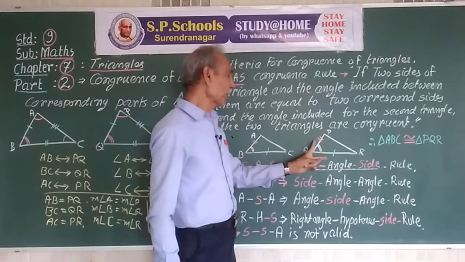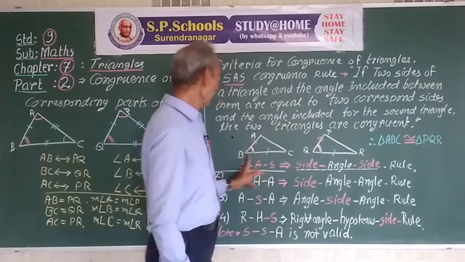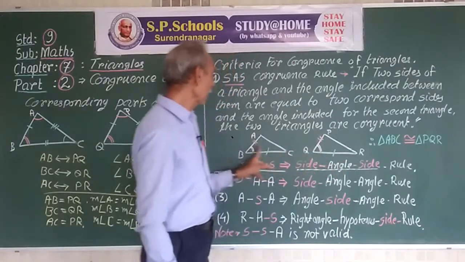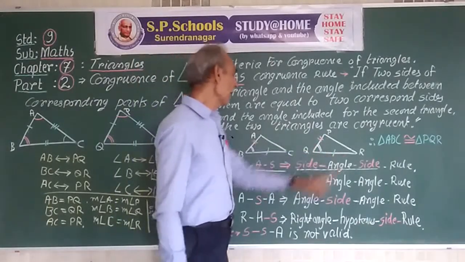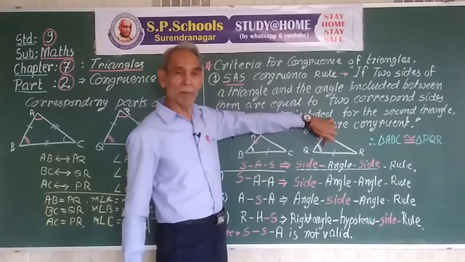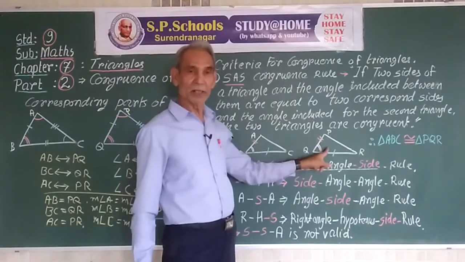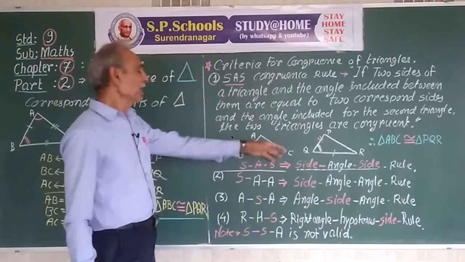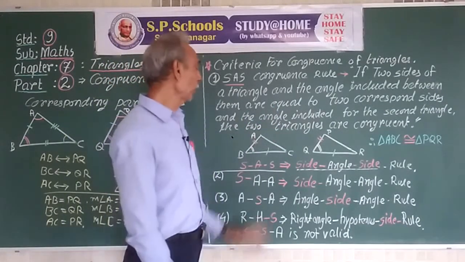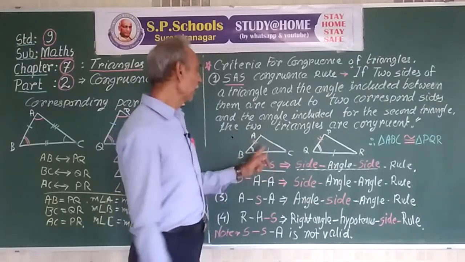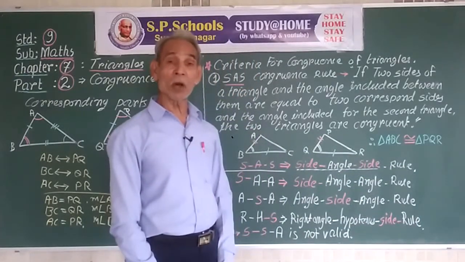The corresponding 2 sides, AB corresponds to PQ, BC corresponds to QR, are equal. AB is equal to PQ in length, BC is equal to QR in length, and the angle included between them are equal. The measure of this angle is equal to the measure of this angle. If they are same, then the remaining factors of these 2 triangles will also be congruent. Then these 2 triangles will be congruent and the remaining parts will also become congruent.